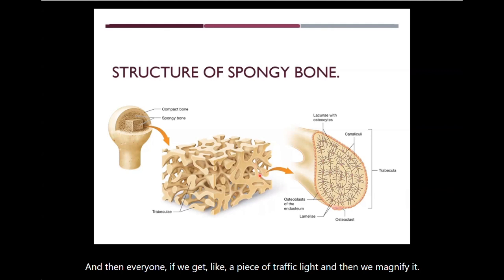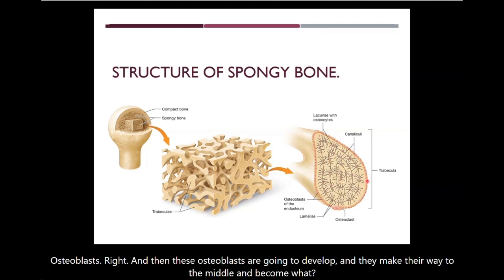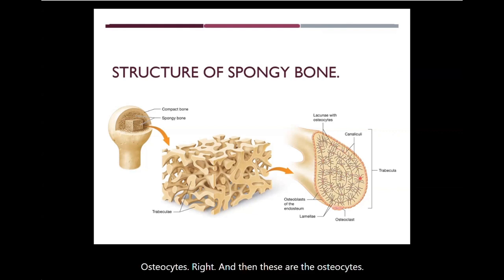And then everyone, if we get a piece of trabeculi and magnify it, we're going to see what are these cells all around it that start from the sides? Osteoblasts, right? And then these osteoblasts are going to develop and make their way to the middle and become what? Osteocytes, right? And these osteocytes are surrounded with lacuna, and the legs are called canaliculi, okay?